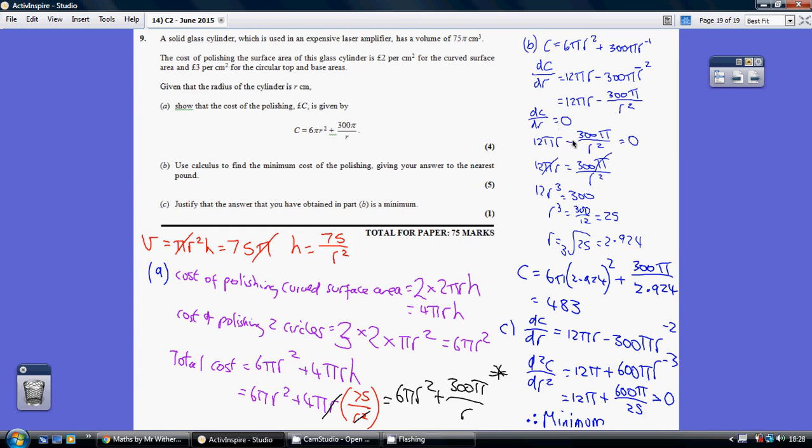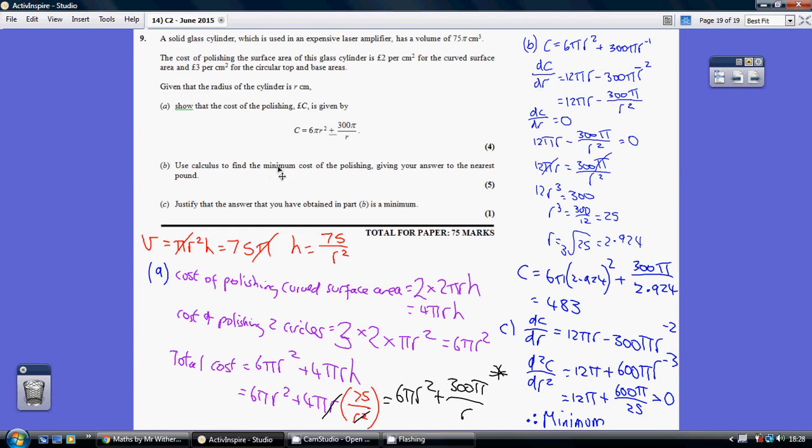So I then added 300 pi over r squared to both sides, giving me 12 pi r equals 300 pi over r squared. Now my pi's cancel. I've then chosen to multiply through by r squared, so I'm getting 12r cubed equals 300. Divide both sides by 12, I get r cubed being 25. Cube rooting 25, I get r to be 2.924. So that's what my radius is.